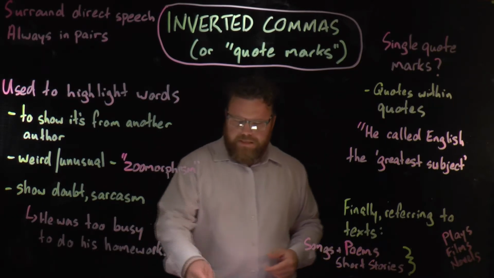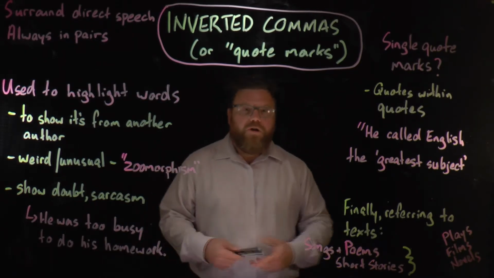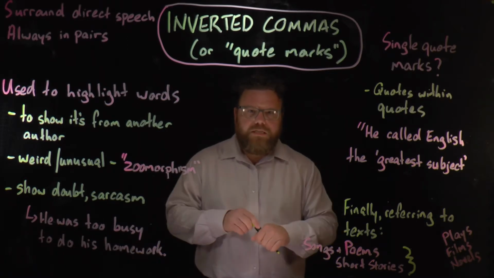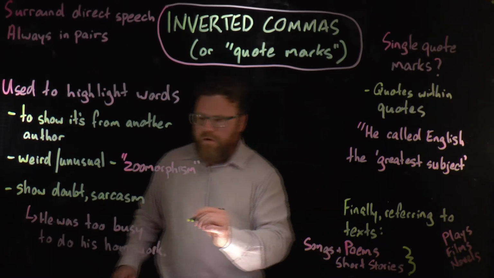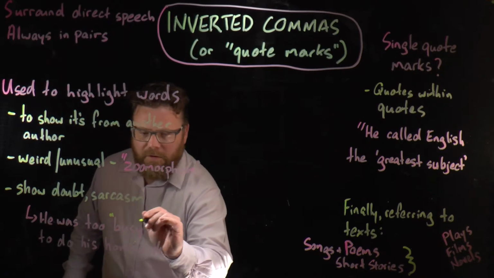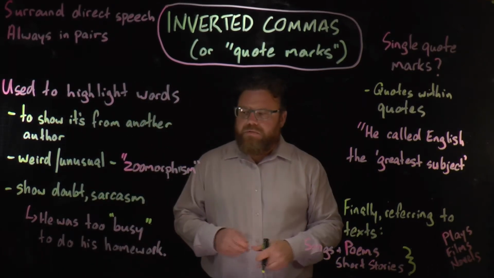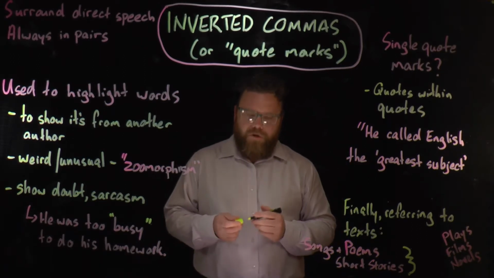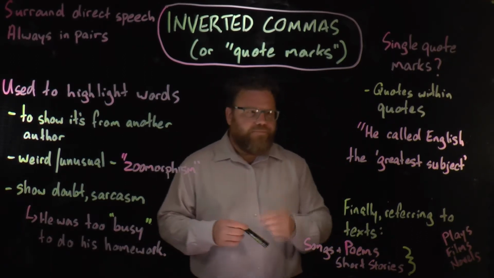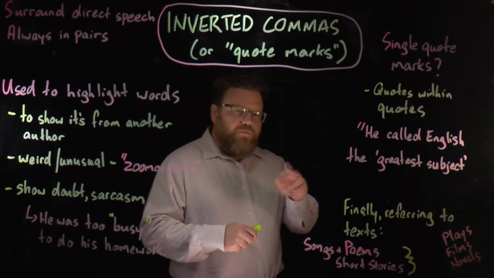So if you had this sentence here, he was too busy to do his homework, sounds like an ordinary sentence, but with the power of the inverted comma, if you put them around the word busy, then we get that doubt, that sarcasm. He was too "busy" to do his homework. So it's very handy for that. Two more things I want to tell you about.